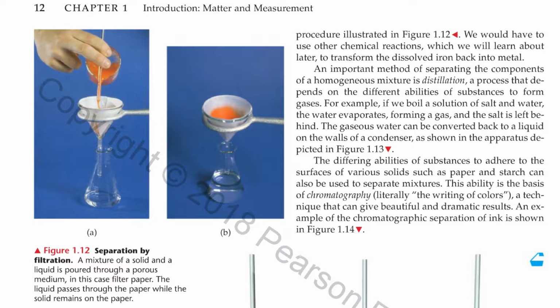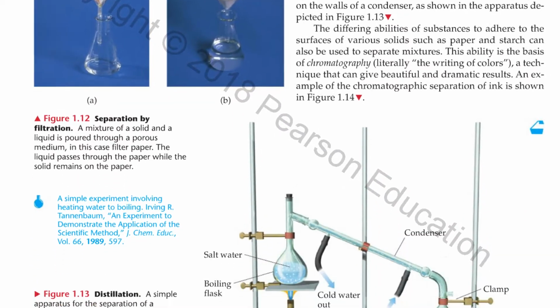An important method of separating the components of a homogeneous mixture is distillation, a process that depends on the different abilities of the substances to form gases. For example, if we boil a solution of salt and water, the water evaporates, forming a gas, and the salt is left behind. The gaseous water can be converted back into a liquid on the walls of the condenser, as shown in the apparatus depicted in Figure 1.13.